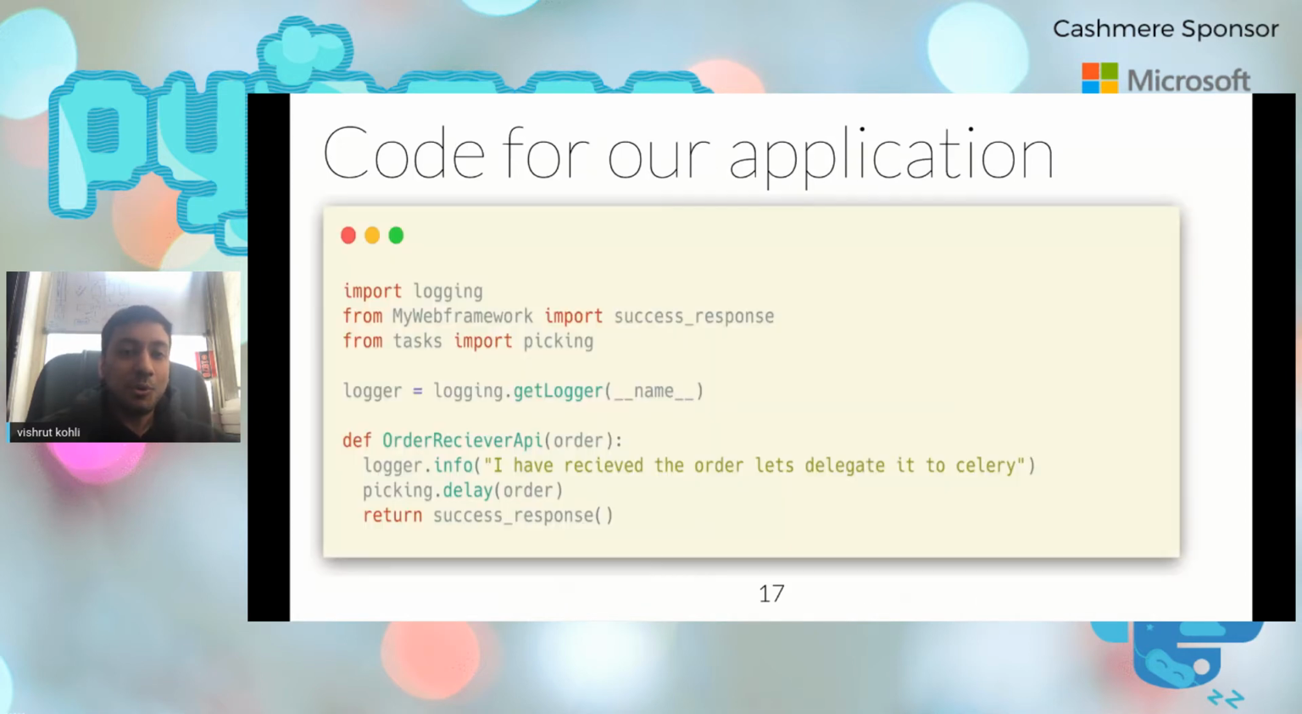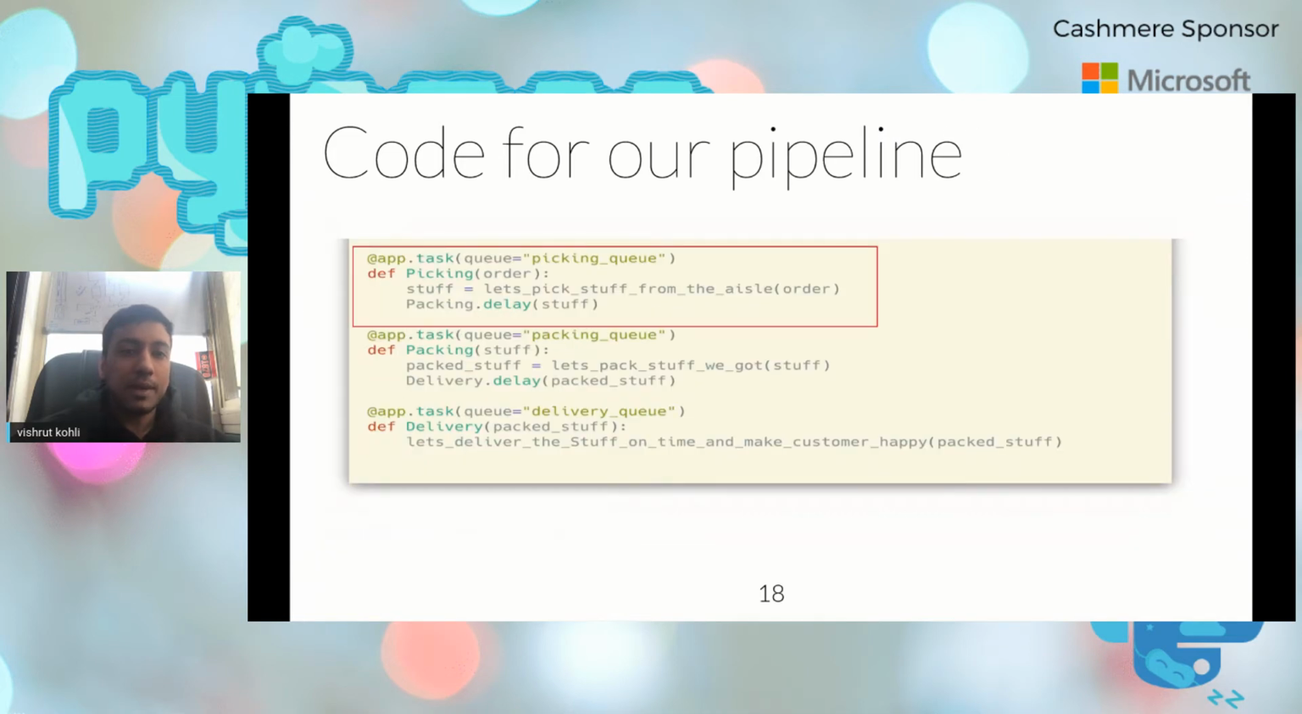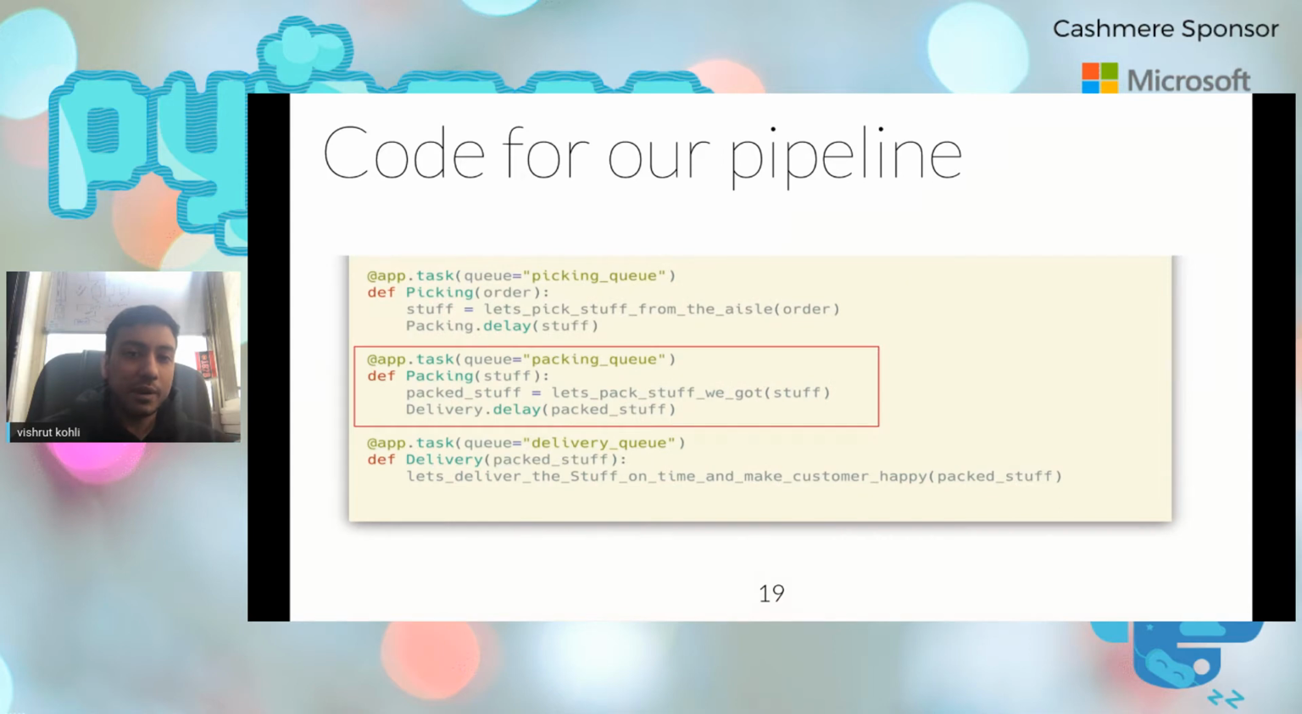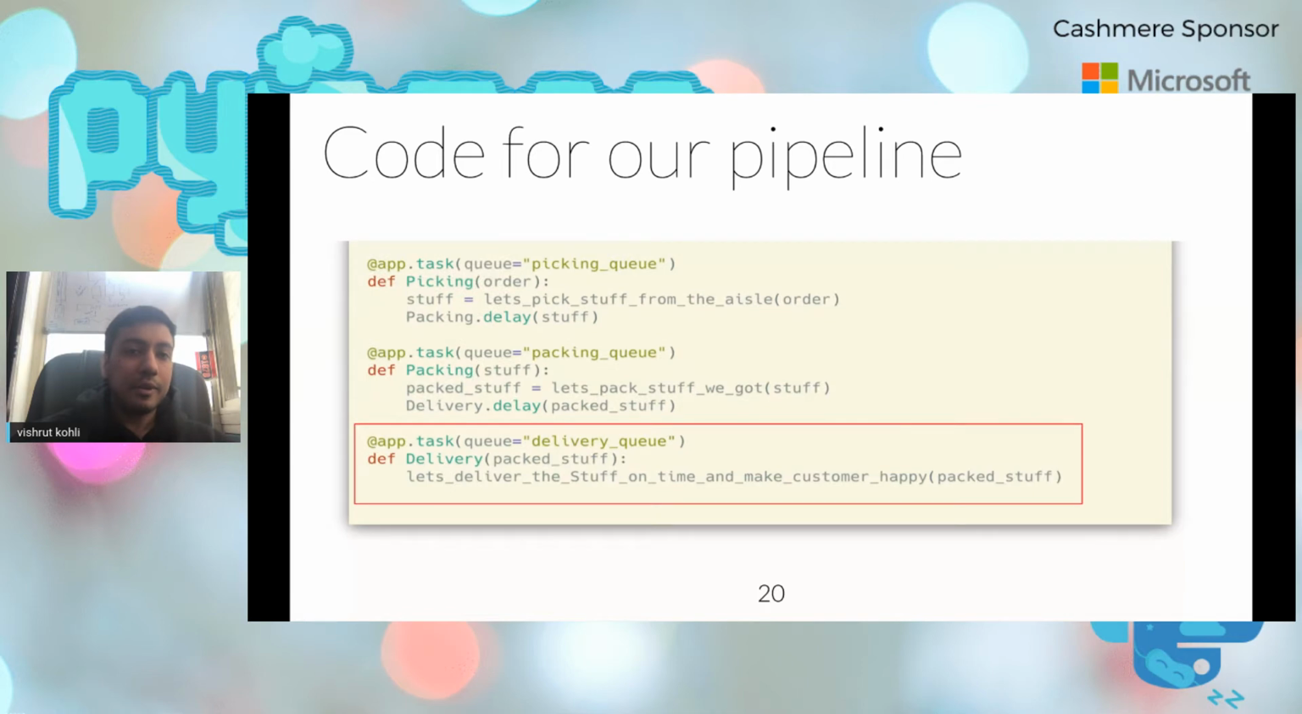So, the code for our application would look something like this. We have an order receiver API which receives an order and offloads it to the picking worker, which is the entry point in our pipeline. And the code for our pipeline is something like this. It starts with the picking worker, which picks up stuff from the aisle and passes it to the packing worker. The packing worker packs the stuff and passes it to the delivery worker. And in the last, the delivery worker delivers the stuff in time and makes the customer happy.